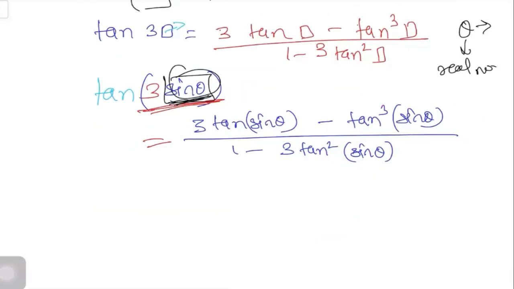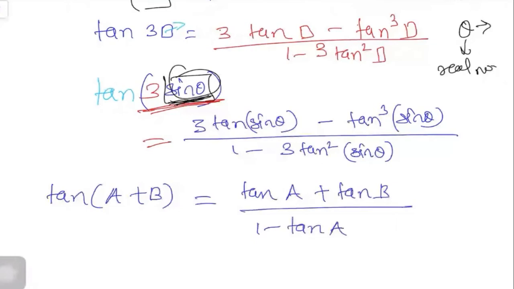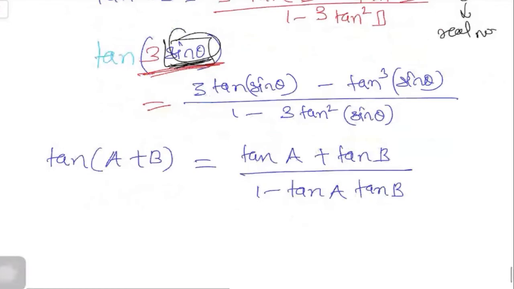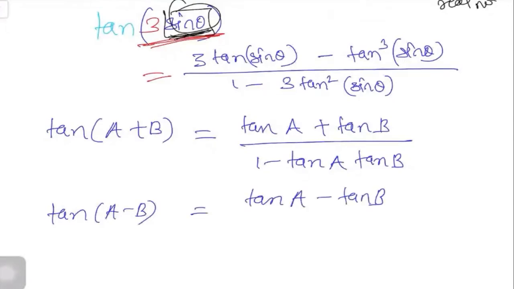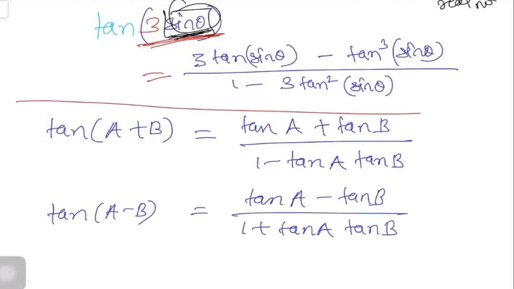Now the formulas for inverse. What are those formulas? Tan of a plus b and tan of a minus b. Tan of a plus b is tan a plus tan b by 1 minus tan a into tan b. This is a very important formula, we are going to use it. And then again with minus: tan a minus tan b by 1 plus tan a into tan b. So please remember, these are important formulas that we are going to use.